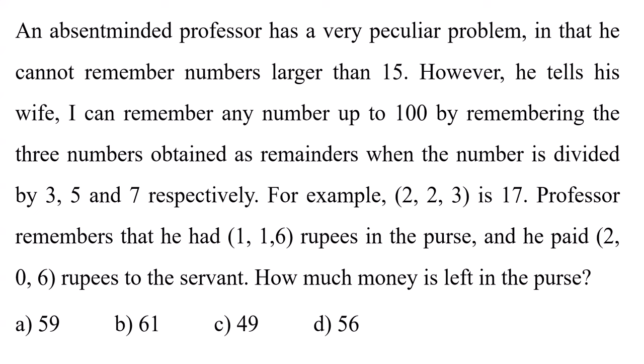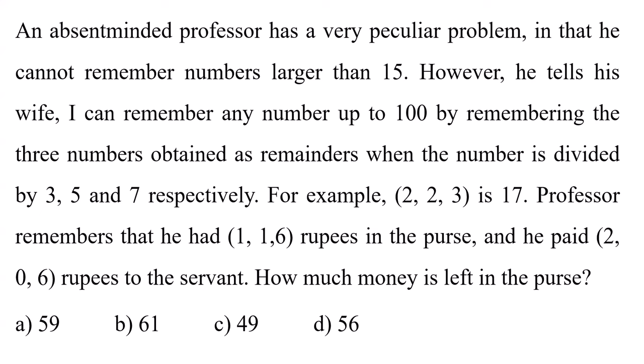And this question, what have they given? An absent-minded professor has a very peculiar problem in that he cannot remember numbers larger than 15. Greater than 15, he cannot remember. Then how is he remembering, up to 100 only, that too. For numbers greater than 15 up to 100, how he is following is, when a number is divided by 3, 5 and 7, he'll keep the respective remainders in mind. Then he'll recall what the number is. So instead of remembering one number, he is remembering three numbers. But fine, that's a peculiar problem.